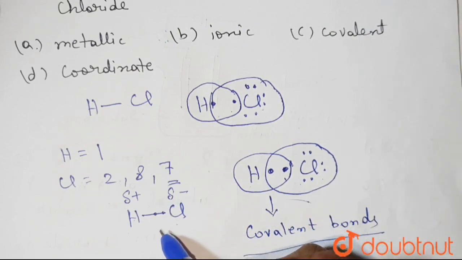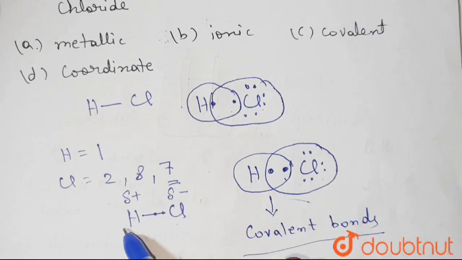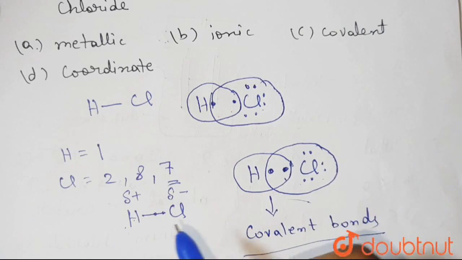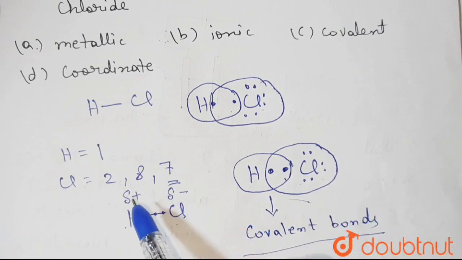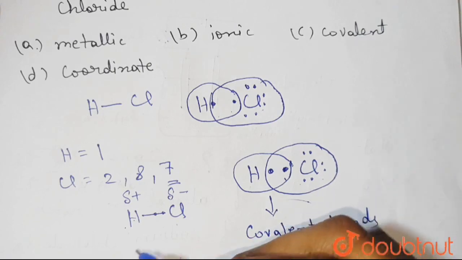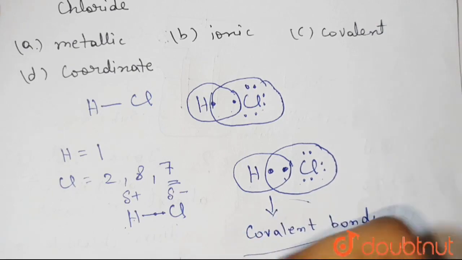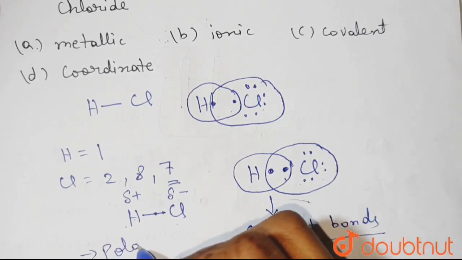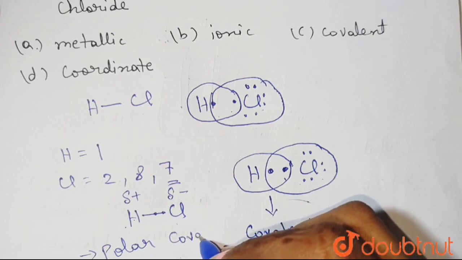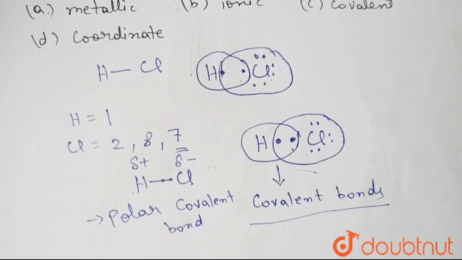So Cl will pull this shared pair of electrons towards itself and thus will get a partial negative charge on it, and hydrogen, because the shared pair of electrons is being pulled by Cl towards itself, will get a partial positive charge on it, and thus a polarity generates. So because polarity is generating in a covalent bond, you can also name this bond as polar covalent bond. Alright, polar covalent bond.